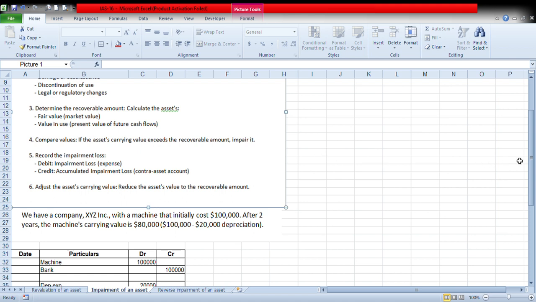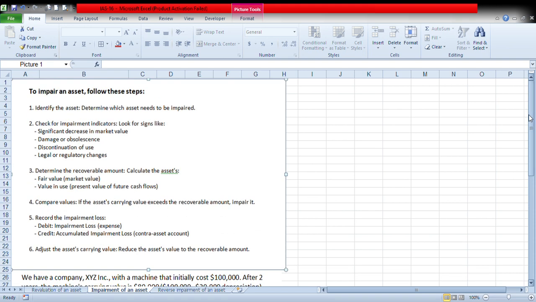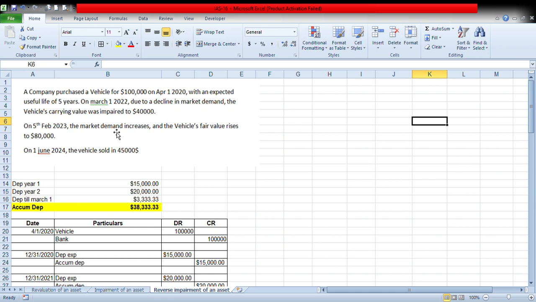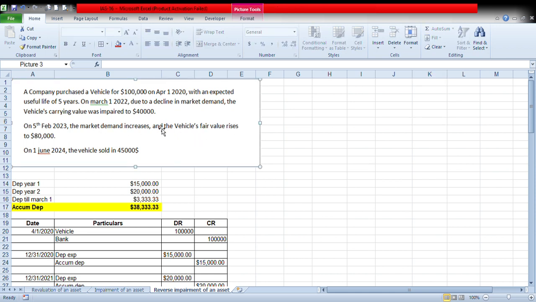Understand? And one thing I want to tell you: under US GAAP we can't reverse the impairment, but under IFRS we can, but we have a condition. According to IAS 36, the condition is that the reversal of the recoverable amount can't be more than the historical book value. Understand? So we will study it. Let's discuss the scenario.